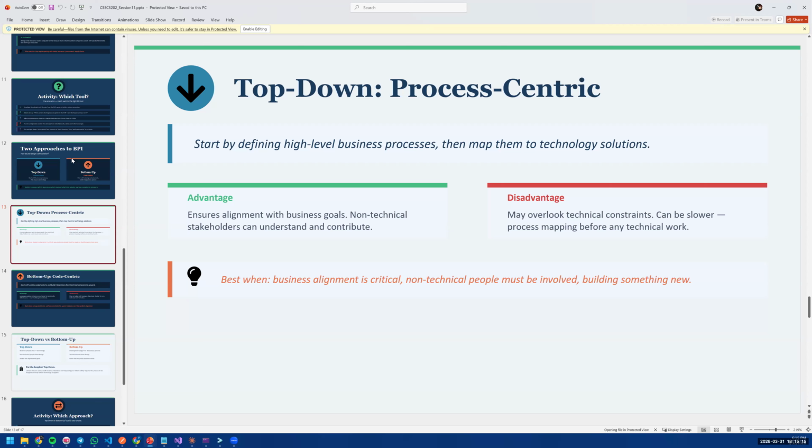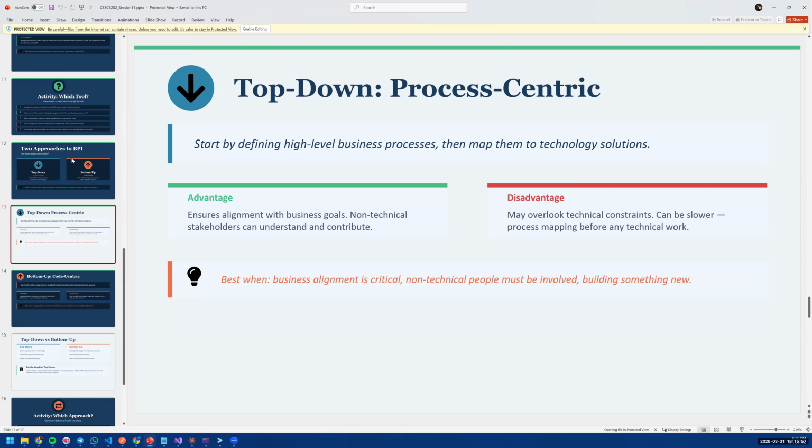The advantage to the top-down approach is that it ensures alignment with business goals. The business process drives the technology and not the other way around. So you'd find that non-technical stakeholders, like in this example, doctors and nurses and administrators, are able to understand and contribute to the design because it starts in their language. It doesn't start in code. So we're not starting with the technical and then trying to work our way backward. We're starting with the problem first, and we're trying to come up with a solution in a non-technical way. All right? Does it make sense?